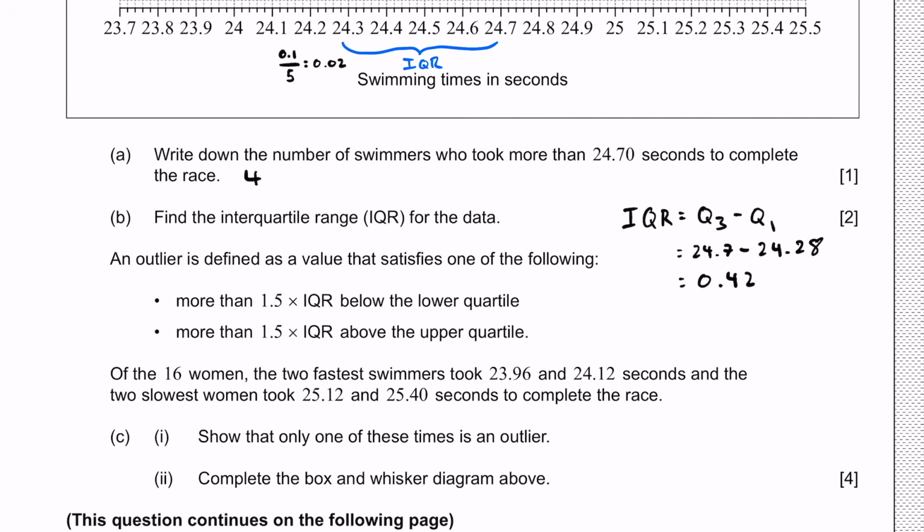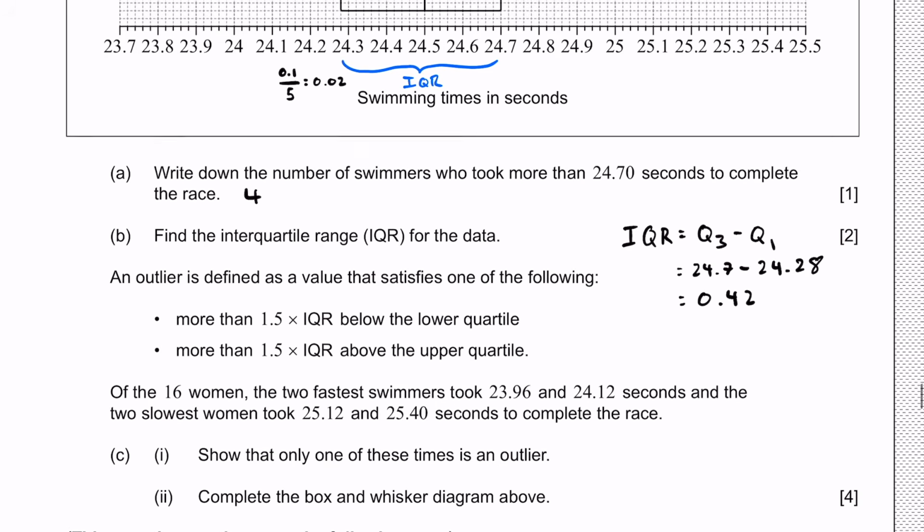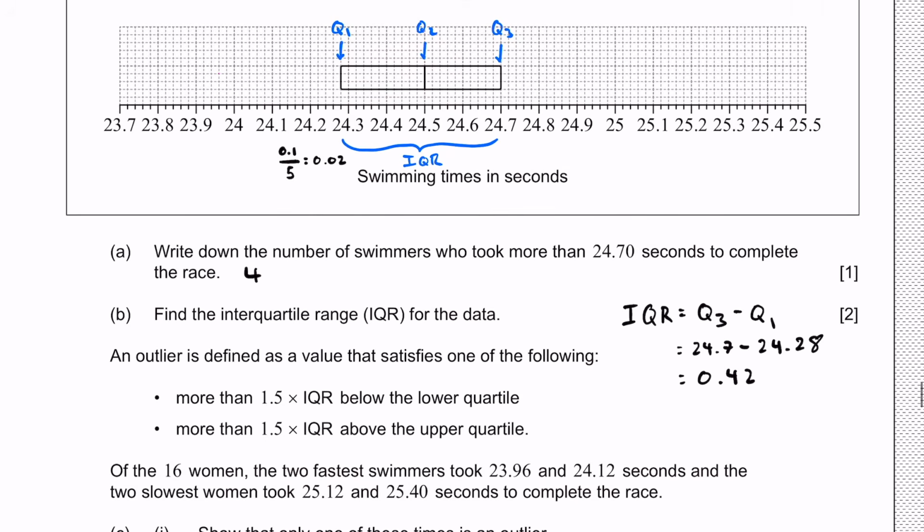Part C, we have 2 questions. Part 1 says, show that only one of these times is an outlier. All right, so let's plot these values just to get a sense of things, and then we'll see which one is the outlier. So let's plot 23.96 and 24.12 first. Here's 23.96, and 24.12 would be right here. I'm actually going to move this down just to put it on the same line.